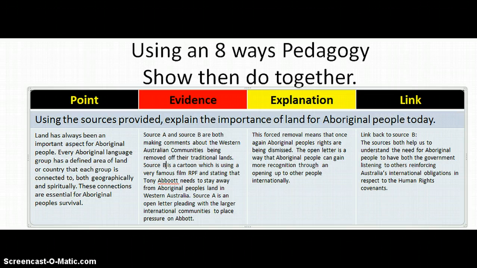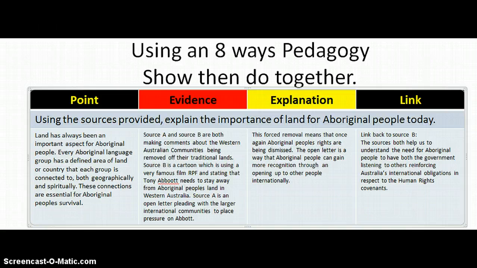So what's the explanation? That's where we have to expand on what we've already said is our evidence. So in the case of this question, we might talk about the forced removal means that once again Aboriginal people's rights are being dismissed by the government, and that the open letter, which is of course our source A, is a way that Aboriginal people can gain more recognition through an opening up to other peoples internationally.